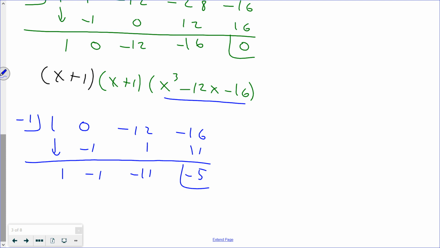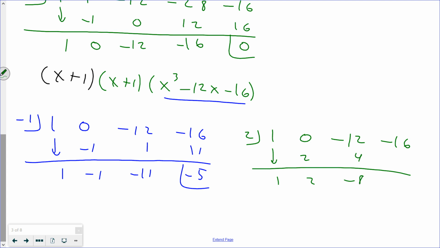I can go ahead and try 2. And when I try 2, my coefficients are 1, 0, negative 12, and negative 16. Drop down to 1. 2 times 1 is 2. We get 2, 4, negative 8, negative 16. And again, that's not 0. So negative 1 and 2 both don't work. We'll go on to the next number.